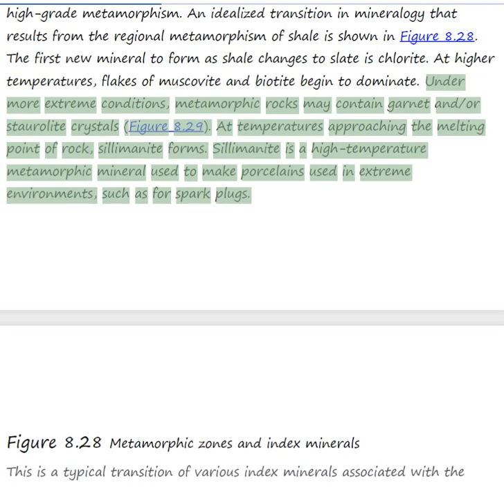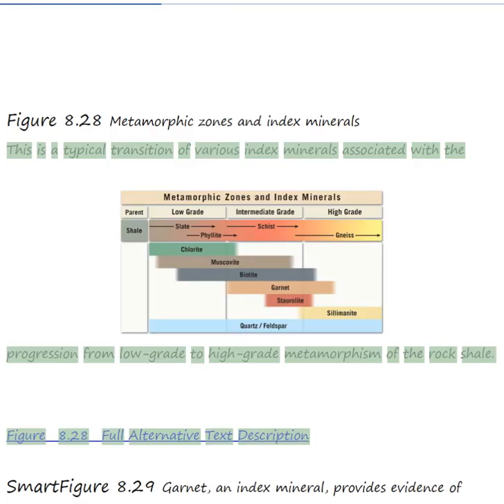Under more extreme conditions, metamorphic rocks may contain garnet and/or staurolite crystals. At temperatures approaching the melting point of rock, sillimanite forms. Sillimanite is a high-temperature metamorphic mineral used to make porcelains used in extreme environments, such as for spark plugs. This is a typical transition of various index minerals associated with the progression from low-grade to high-grade metamorphism of the rock shale. Figure 8.28 Full alternative text description.